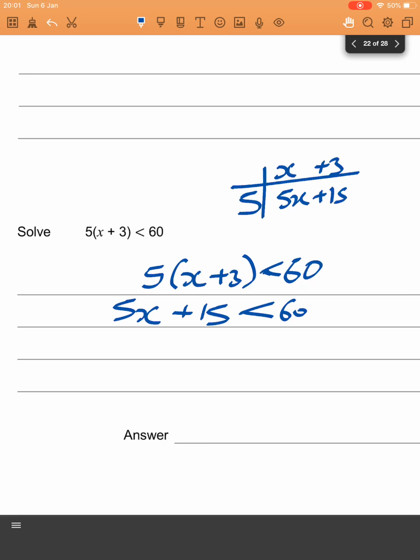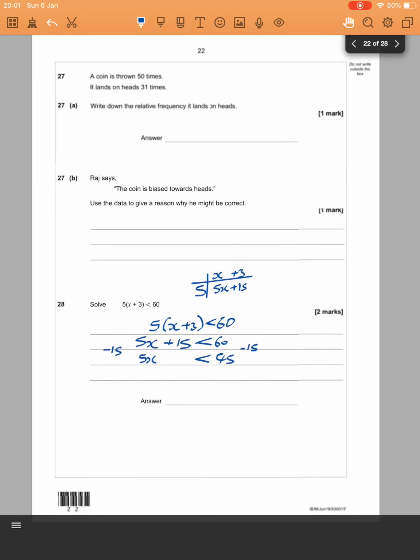And then we're just using our balancing method. So I'm going to tell the examiner that I'm going to take 15 off this side of the equation, and if I do it there, I'm going to tell them that I've also got to do it here. So if I take 15 off this side, I'm left with the 5x, the 15 is now gone, and I've got 45 left over here. And you can think about the final step, and don't forget, you have to have that inequality sign in there, not the equal sign.